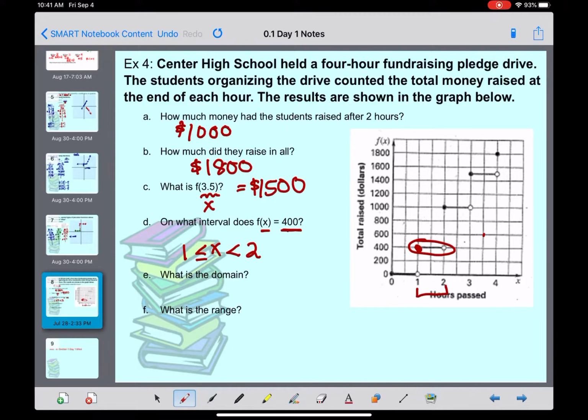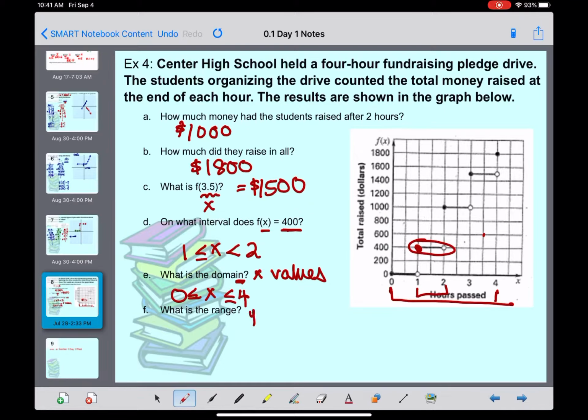And then our domain. So remember, domain, that is your inputs. Domain in, those are your x values. Okay, so I'm looking for what x values does this hit. And so I'm including 0, and I go all the way to 4, and there are no more x values after 4. Okay, all of the x values in between are defined though. So x's are greater than or equal to 0 and less than or equal to 4.